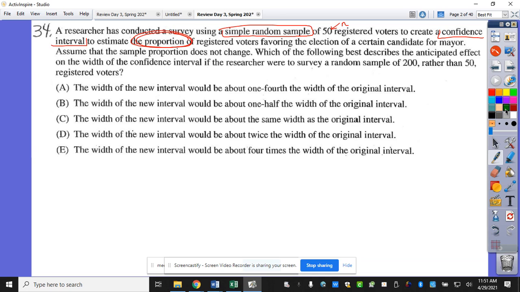That's actually extremely, extremely important, but most of you probably won't pay attention to or think about that. Which of the following best describes the anticipated effect on the width if they were to survey 200 as opposed to 50? So I'm changing what? I'm changing my n. The question wants to know what's going to happen to my width. So you definitely need to get to the point where you can say, okay, I know what the question is asking.